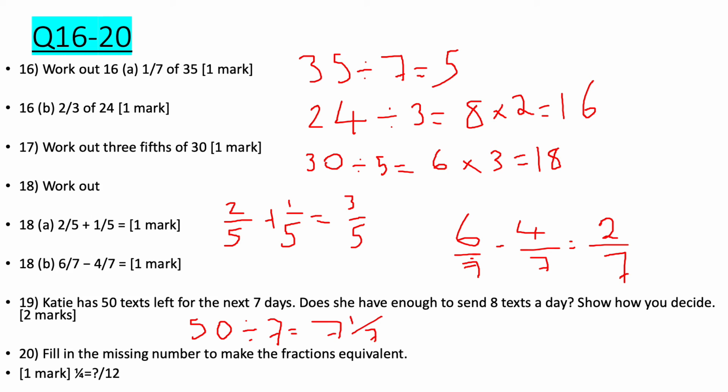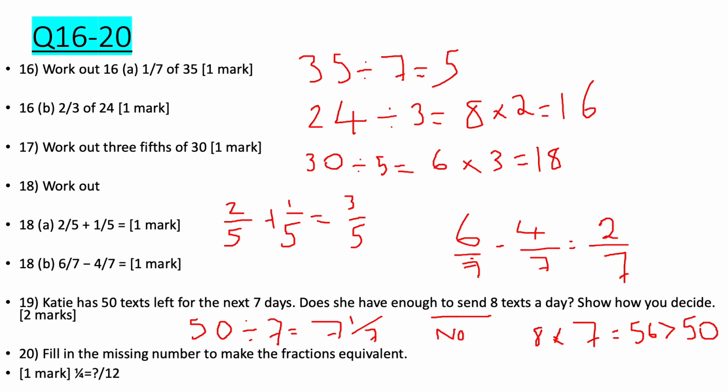Okay, so she has enough to send 7 texts, but not 8, because 8 times 7 is 56, which is bigger than 50, if that makes sense. So 8 times 7 is 56, and that is greater than 50, which is the amount of texts that she has left for the next 7 days. So she'll be able to send 7 texts and not 8. So the answer is no for that question.